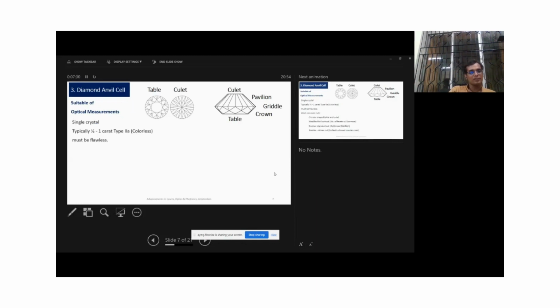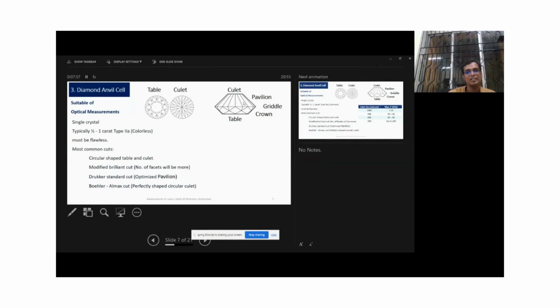So what kind of diamond could be used? It should be a single crystal without any flaws. Typically, it's from half to 1 carat. Type 1, type 2A. Type 2A is a colorless diamond. The most common cut designs have a circular shaped table and culet, meaning the culet and the table should be in a circular form. Modified brilliant cut means the number of faces will be more. And the Drukker standard cut has an optimized pavilion.